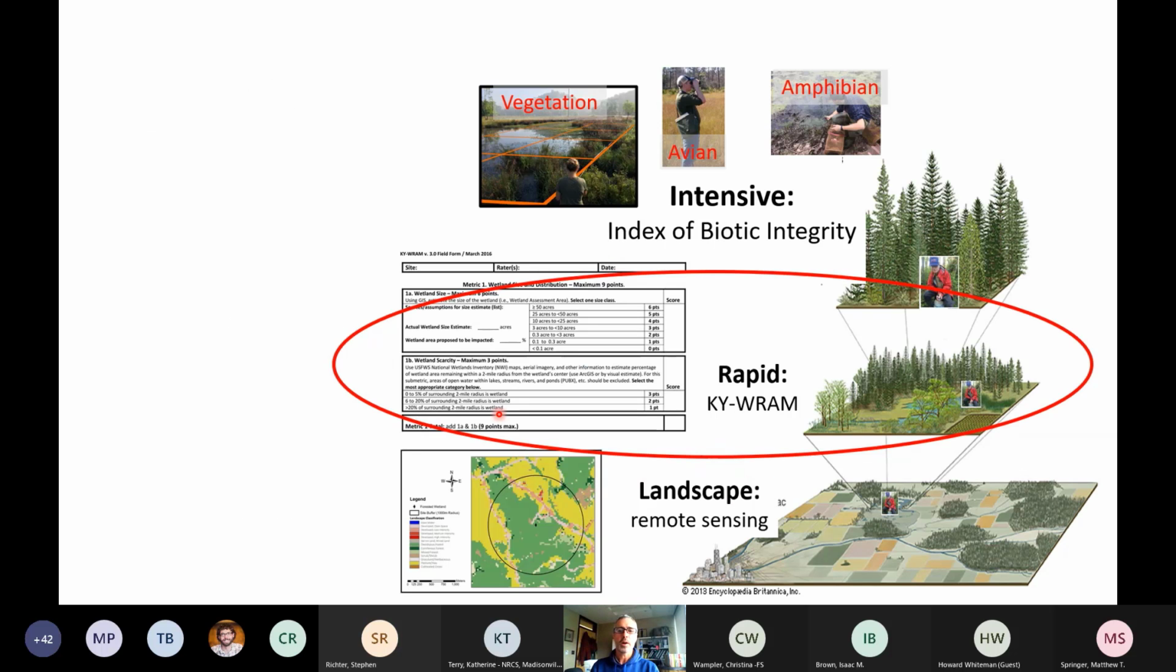Okay, so to wrap up, I've talked about 3 different levels of assessments that have been developed here in Kentucky. They can be used together or alone. If you're going to use one alone, the starting spot is the Kentucky RAM. It's quick, it's validated, and it's similar to methods that are used in other states. It also doesn't require as much expertise in taxonomy like the IBIs do.